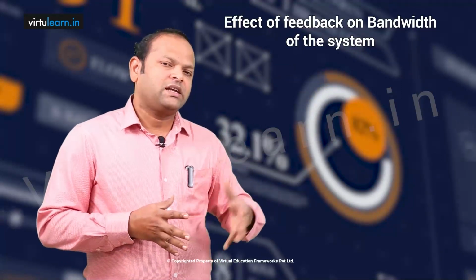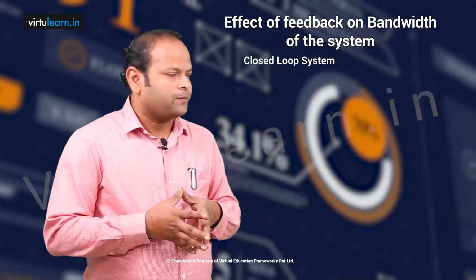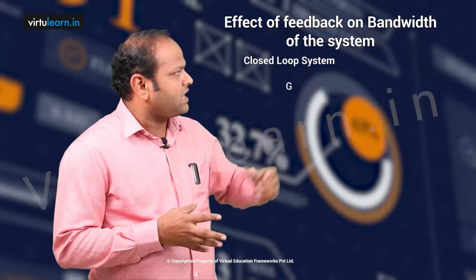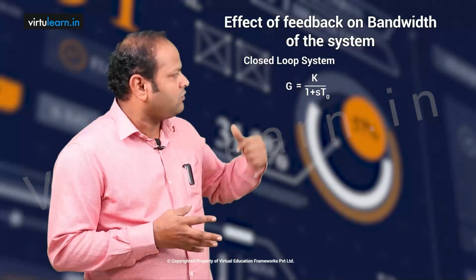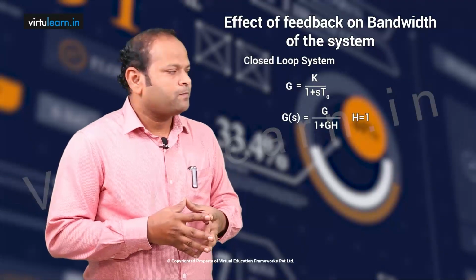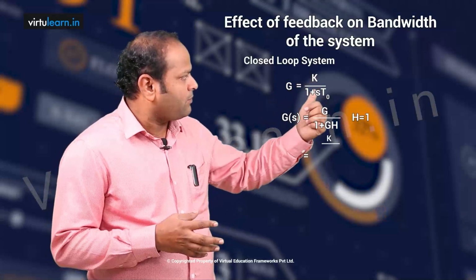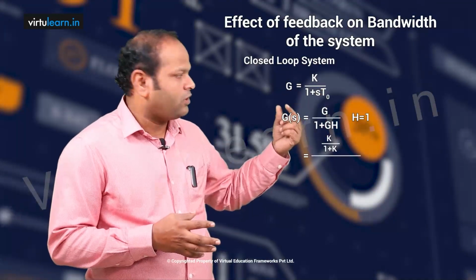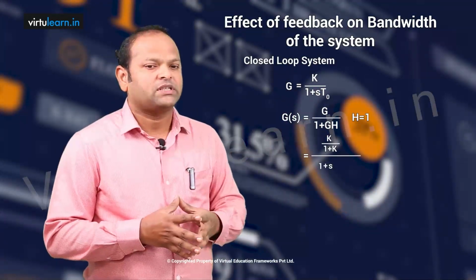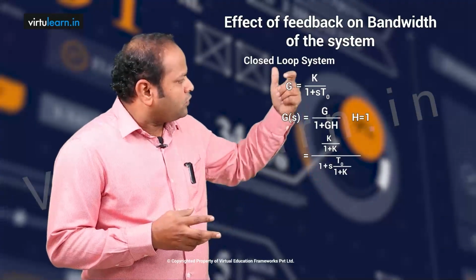Similarly, let us take the closed loop transfer function, or the feedback system transfer function. The same G is K by 1 plus s T naught, then we can find G by 1 plus GH, assuming H is equal to 1. And we will get the transfer function as K by 1 plus K, divided by 1 plus s into T naught by 1 plus K. Right, so get the magnitude.